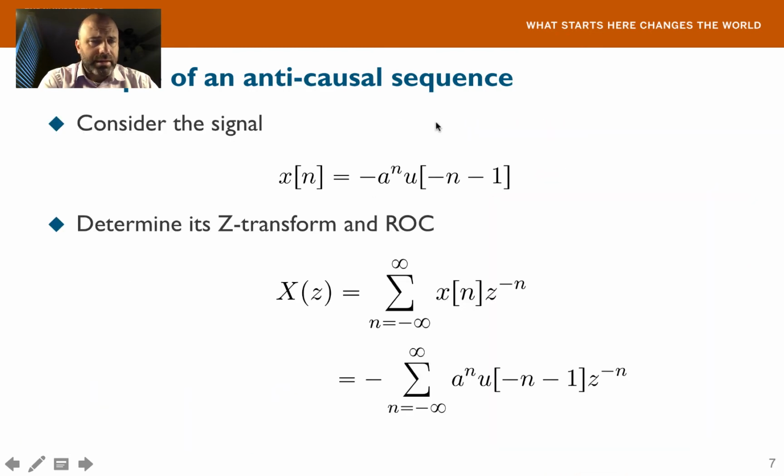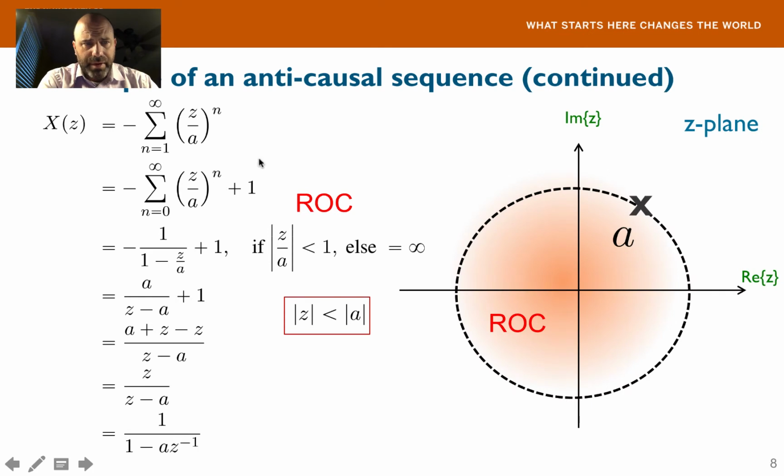So let's look at an anticausal sequence. If you take that anticausal sequence x of n equals minus a to the n u of minus n and substitute into the Z-transform and then simplify, we substitute in, get rid of the unit step function, and we get a sum from n equals 1 to infinity of z over a to the n.